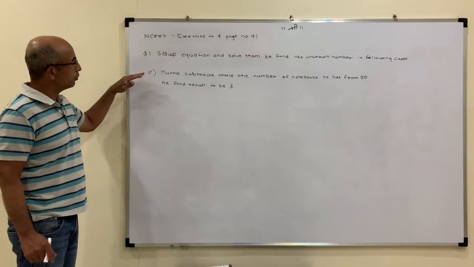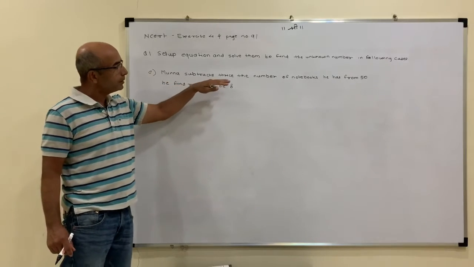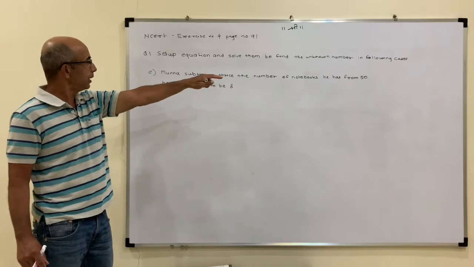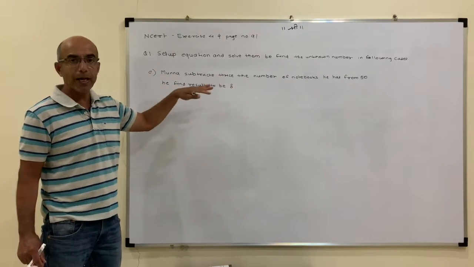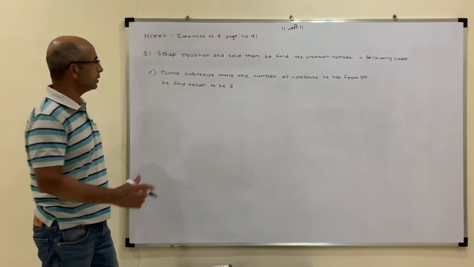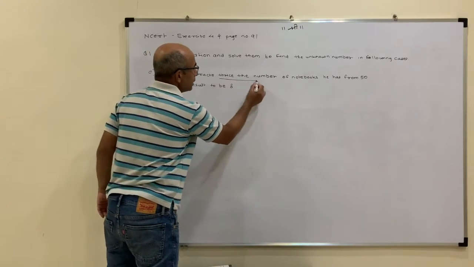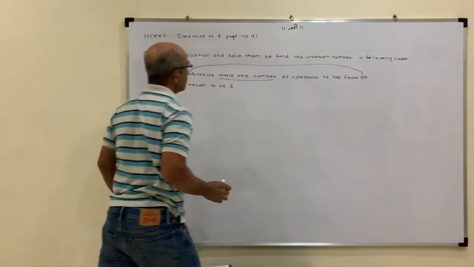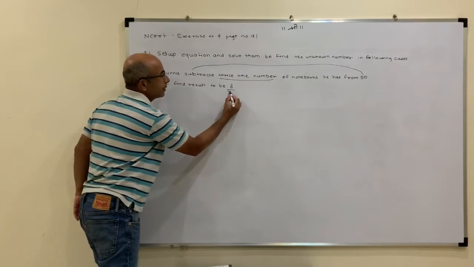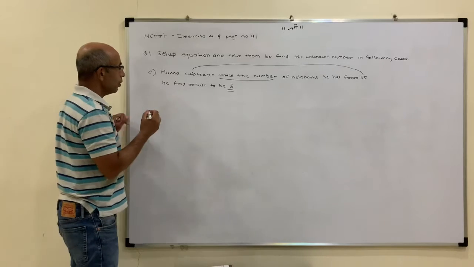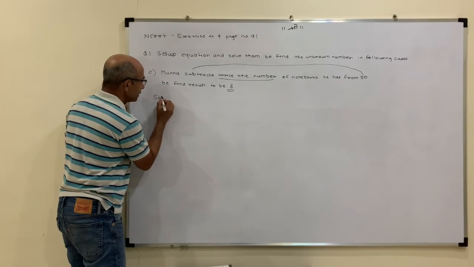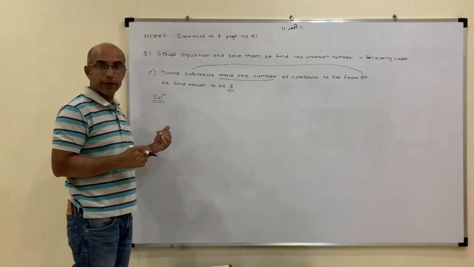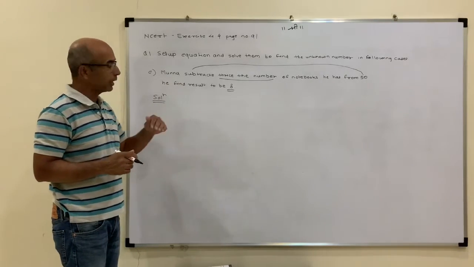Problem E. Munna subtracts thrice the number of notebooks he has from 50. He finds the result to be 8. We need to pay attention: thrice the number, subtract from 50, and he gets 8. So again we will be solving this in 2 steps. First we need to construct an equation and then we need to solve the equation.